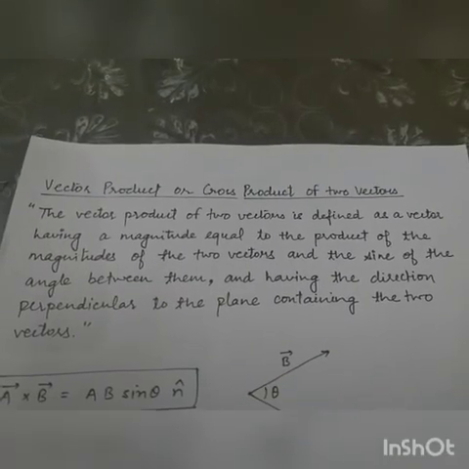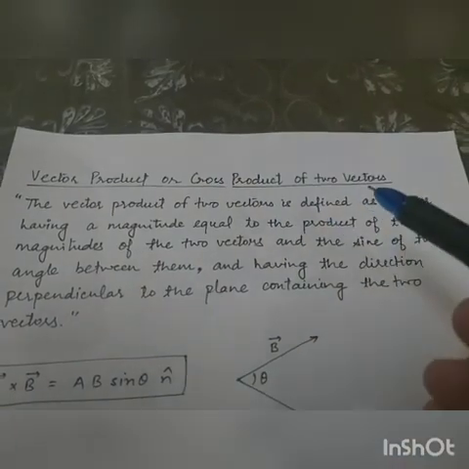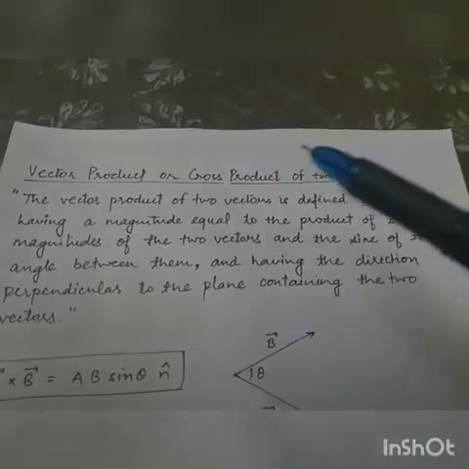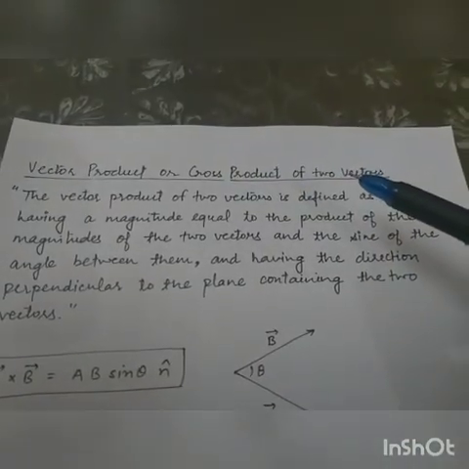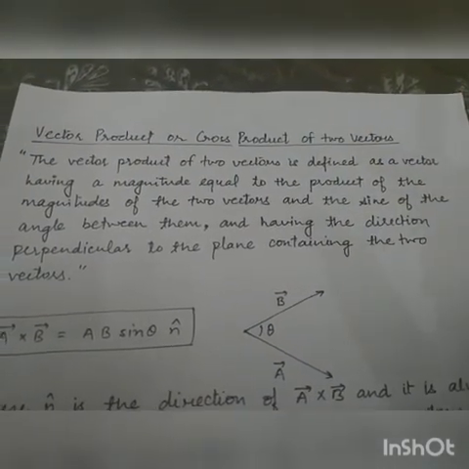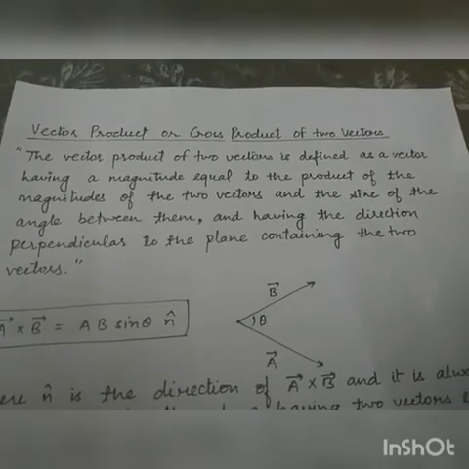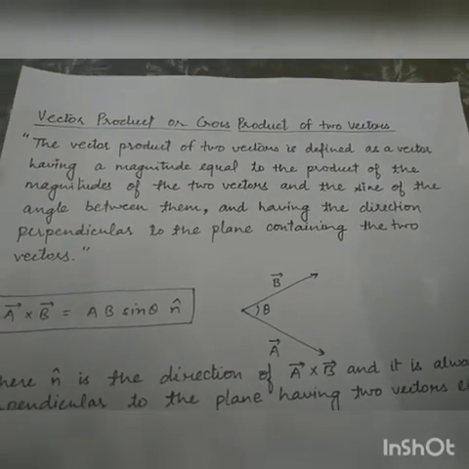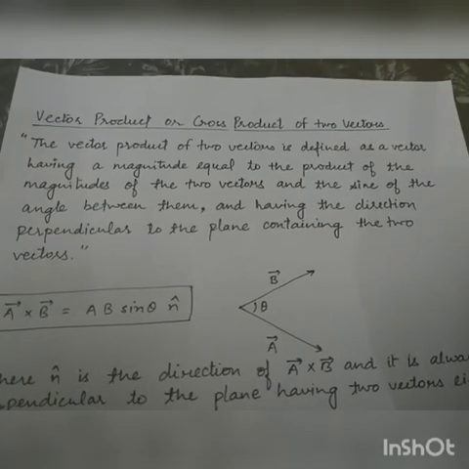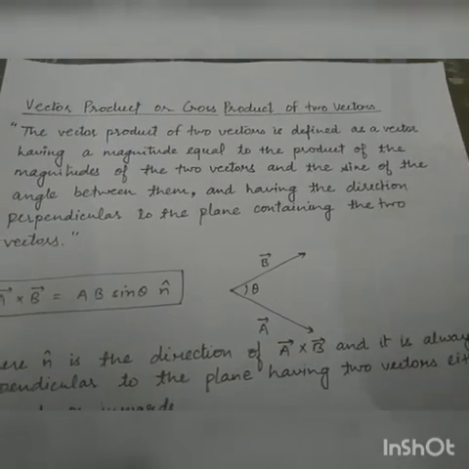Hello everyone, let's talk about our next topic, that is vector product or cross product of two vectors. Why is this product known as vector product? Because the resultant, the product, the answer we will get, will be a vector quantity. Unlike scalar product, where the result was a scalar quantity, here it is a vector quantity.